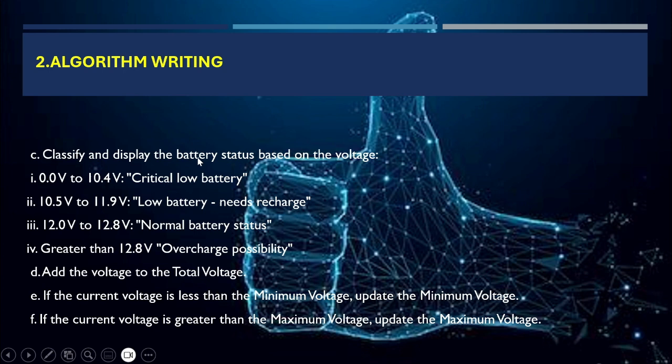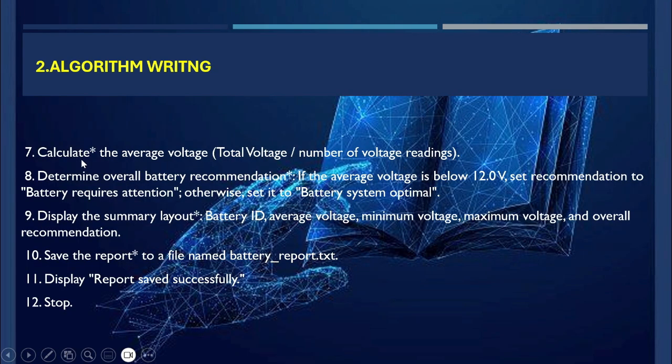We then classify and display the battery status based on the voltage. If the current is less than the minimum voltage, update the minimum voltage. If the current is greater than the maximum voltage, update the maximum voltage. We calculate the average voltage. Give the overall recommendation and display the summary layout. We save our project. We will see it is successfully saved when we stop.